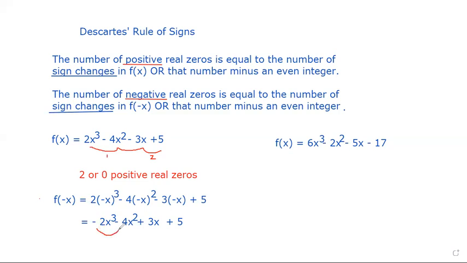Negative to negative, that's not a change. Negative to positive, that's 1. And positive to positive, that's not a change. So here, we know that we're going to have 1 negative real zero because we only had 1 change. So this is how we use the polynomial functions to find Descartes' Rule of Signs.